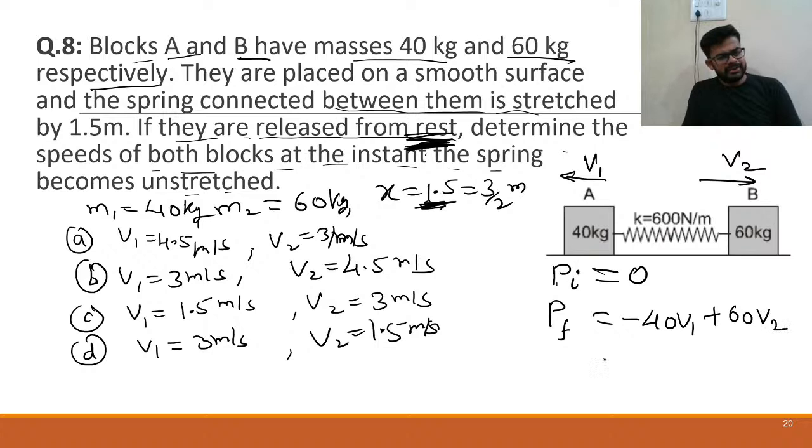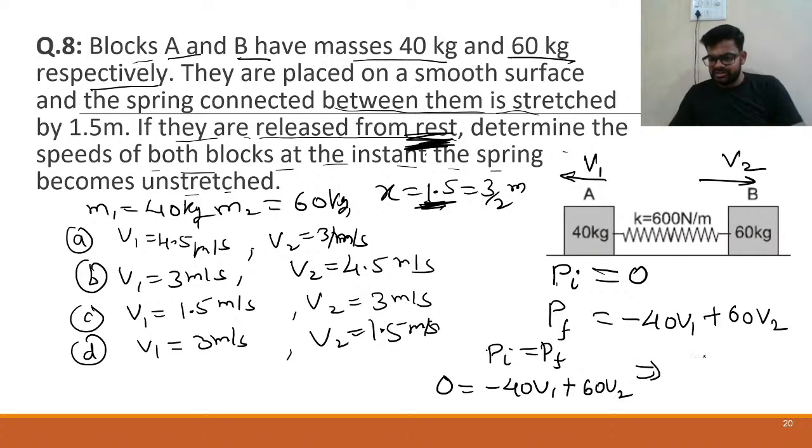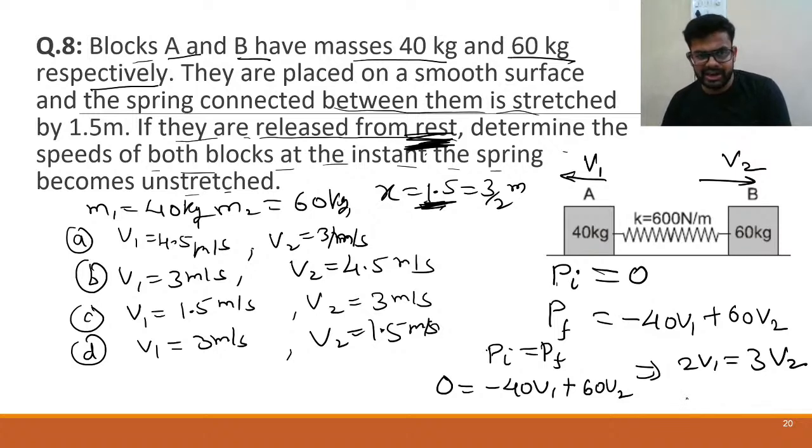We know external force is absent, so initial momentum will be equal to final momentum. Putting in the values, 0 is equal to minus 40 v1 plus 60 v2. Directly we get the relation between v1 and v2. Cancelling, we get 2v1 is equal to 3v2. From here we can get the values of v1 and v2.